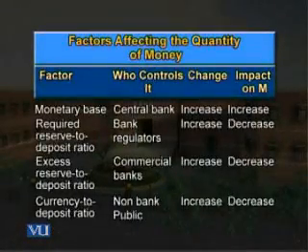Then the fourth is the currency to deposit ratio. Who controls it? The non-bank public, the people like you and me. So now if we assume that this increases, then the impact on the money supply will be a decrease, because this again is a leakage from the system. We take a certain portion out of that cycle. Therefore, the overall general impact should be a decrease in the quantity of money.